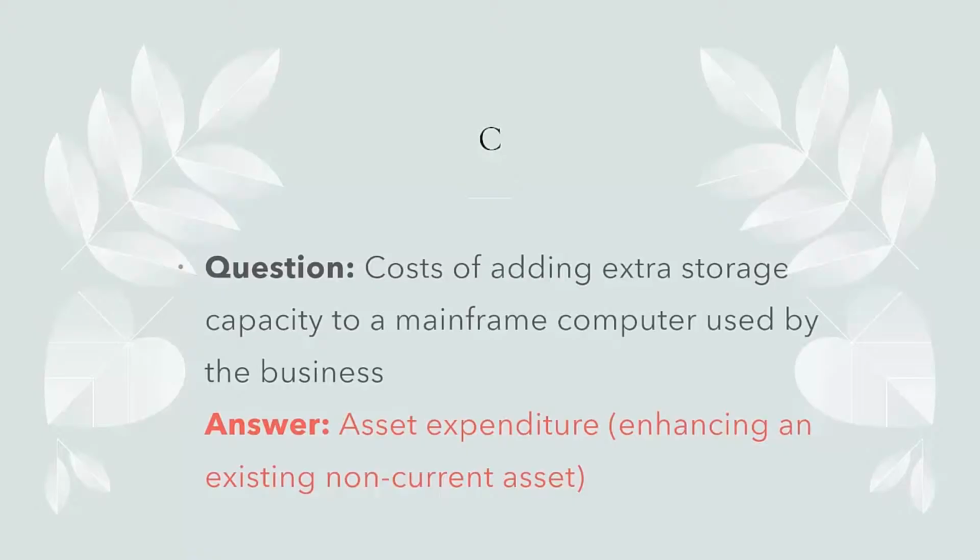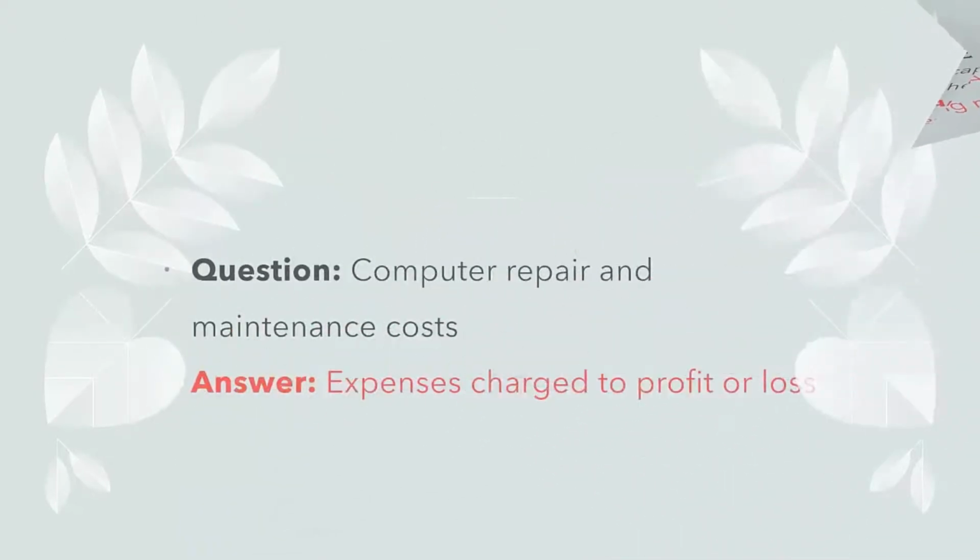D. Computer repair and maintenance costs. Answer. Expenses charged to profit or loss. Explanation. Why? Repairs and maintenance are day-to-day operational costs that ensure the asset remains functional. They do not increase the value or lifespan of the computer. These are short-term expenses, fully consumed in the year they occur, and are deducted as expenses in the profit or loss statement.